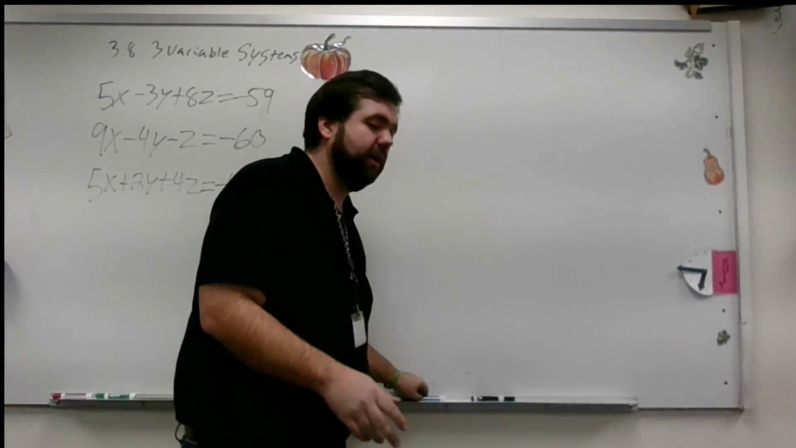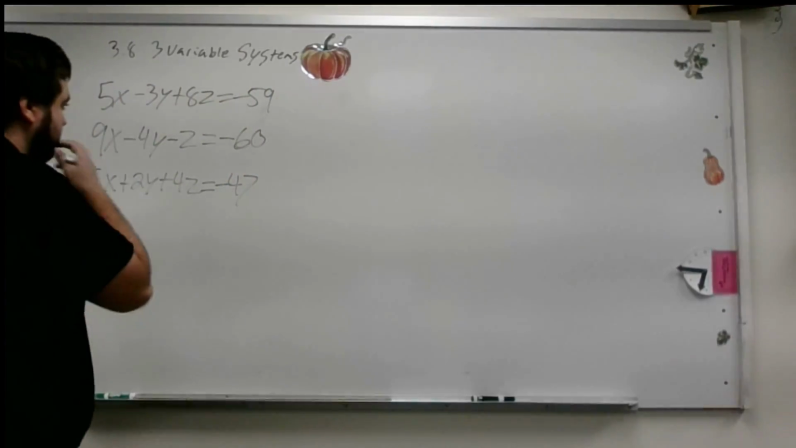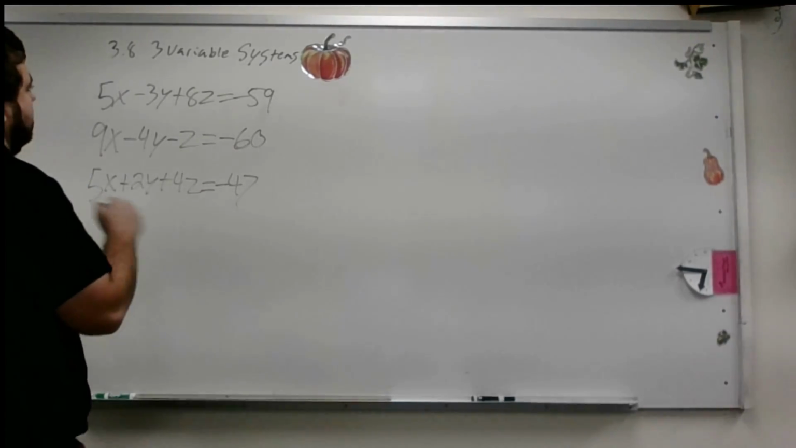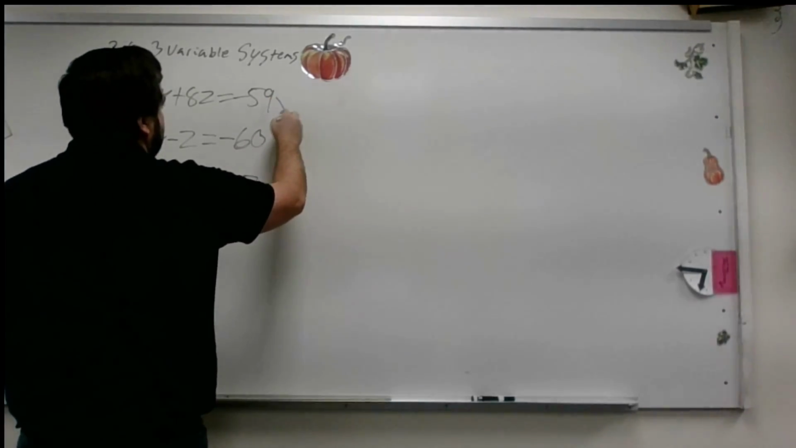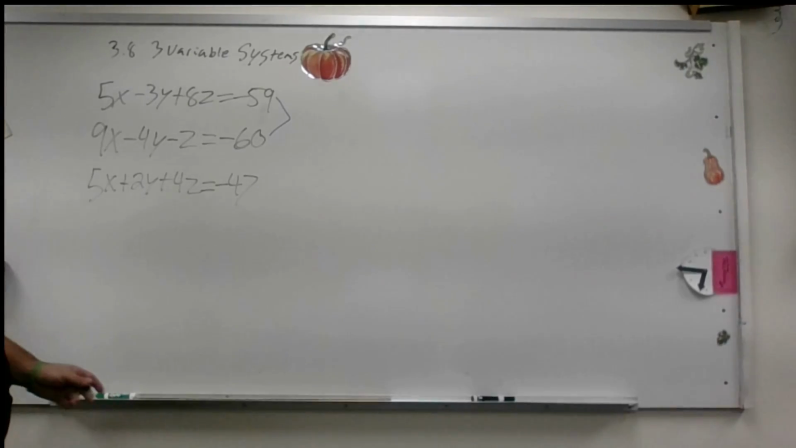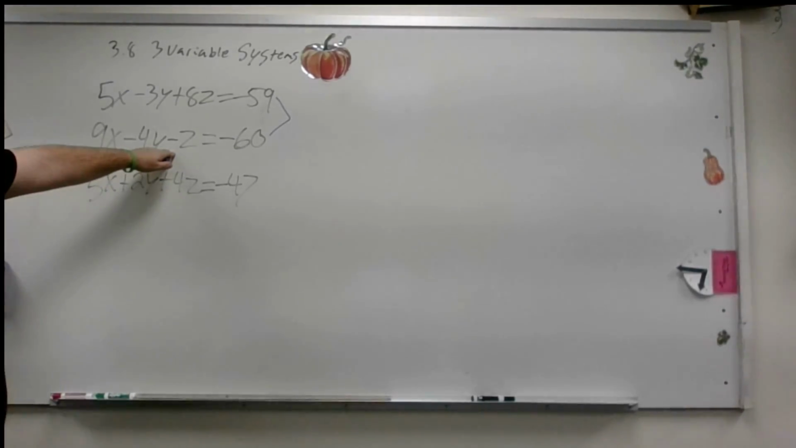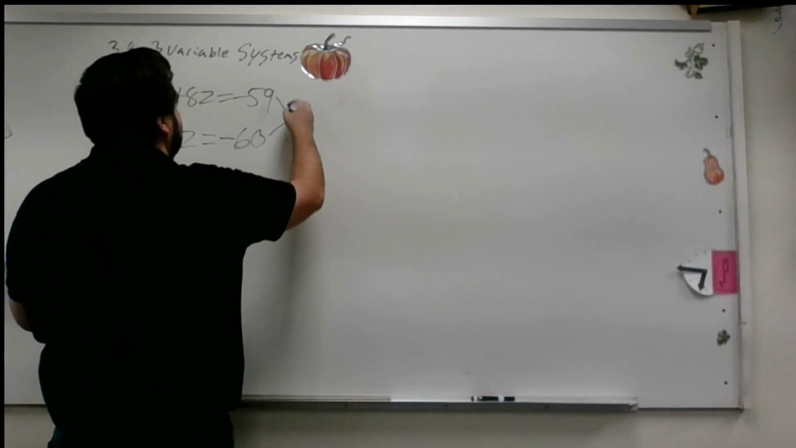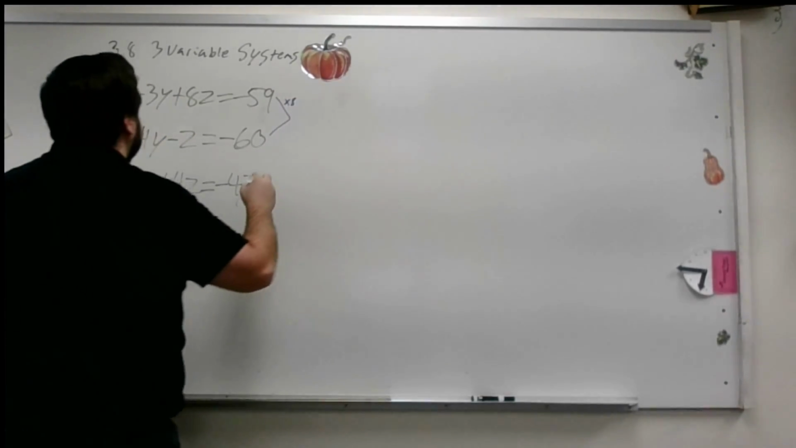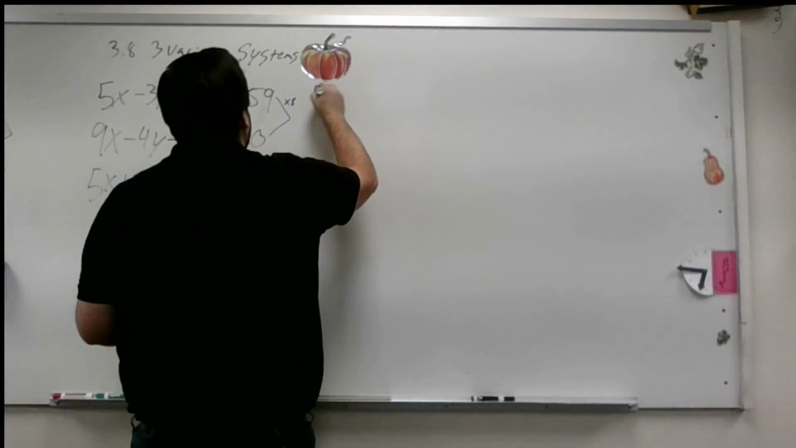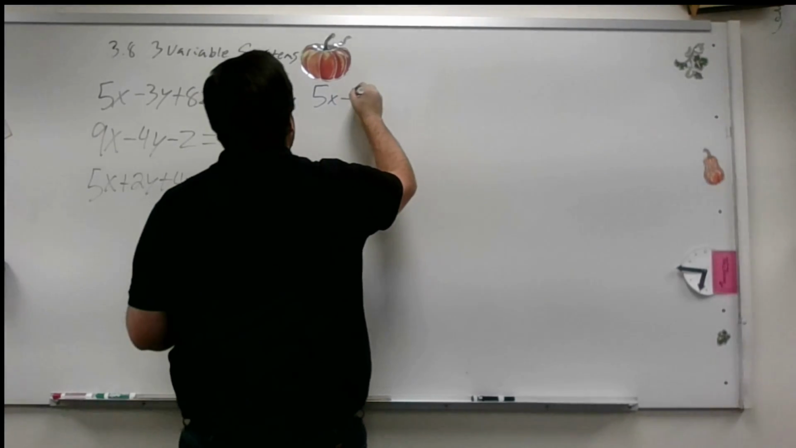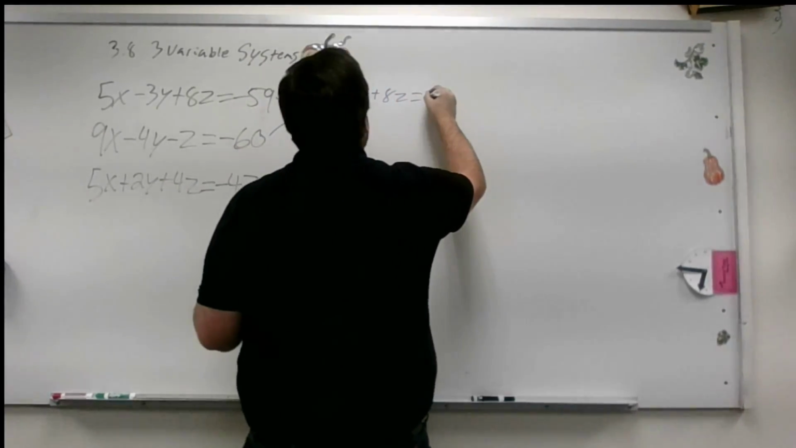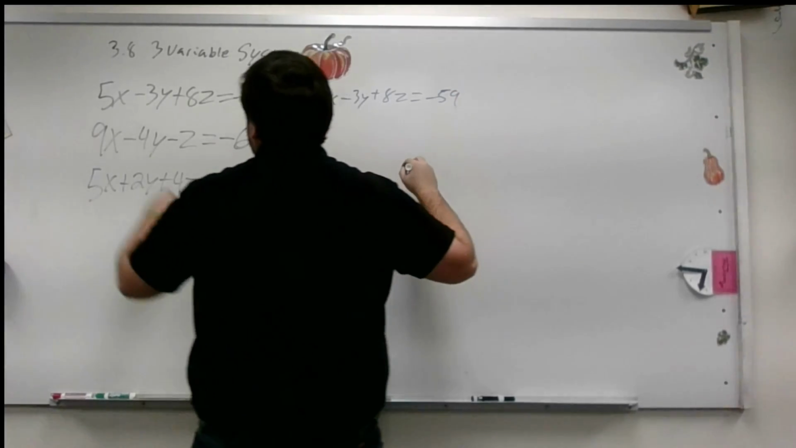We're getting rid of z. Alright? What we do, look, we've got to set two of them as a system and eliminate. How do we eliminate z here? Well, we have to get the same coefficient, opposite sign. We're going to multiply by 8. We're going to rewrite that first one: 5x minus 3y plus 8z equal to -59.